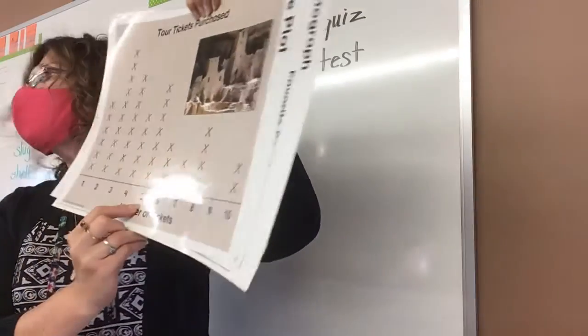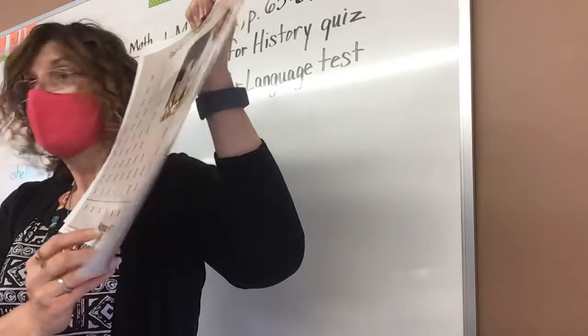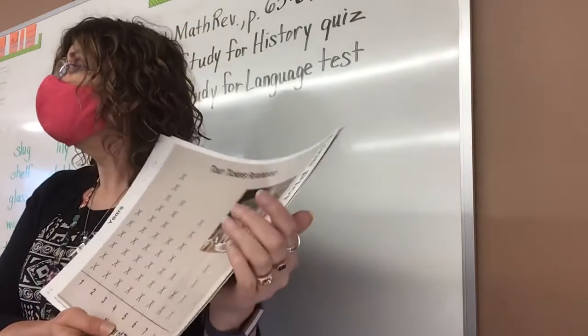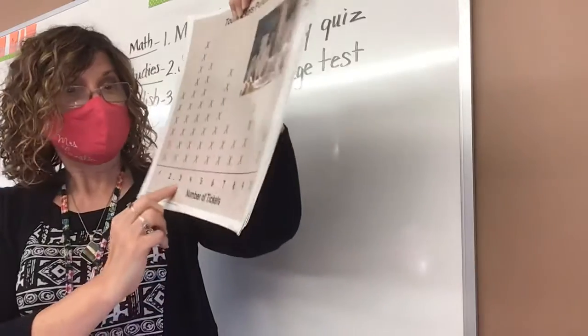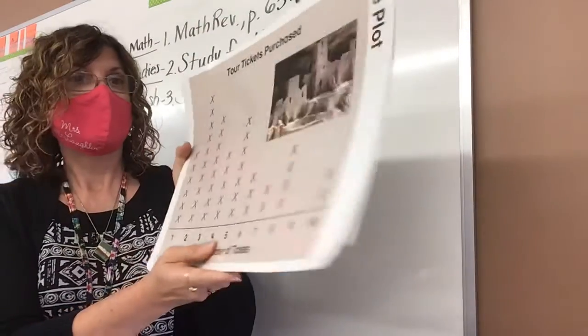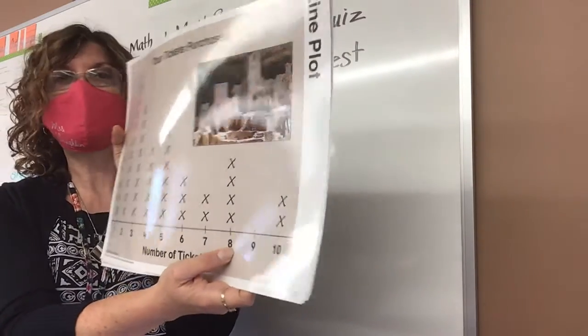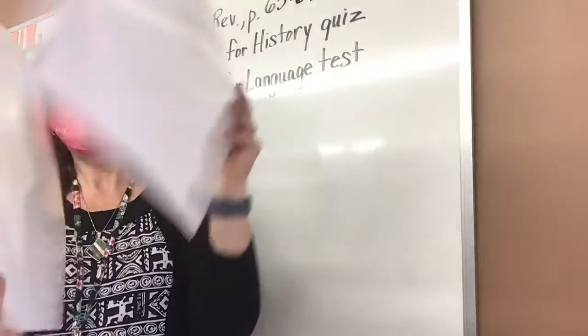The 5 is not the number of people. The 5 is the number of tickets. But I already told you, Adam. I said, these numbers are the number of tickets. Okay? Alright, how many people bought 8 tickets? 4. Alright?